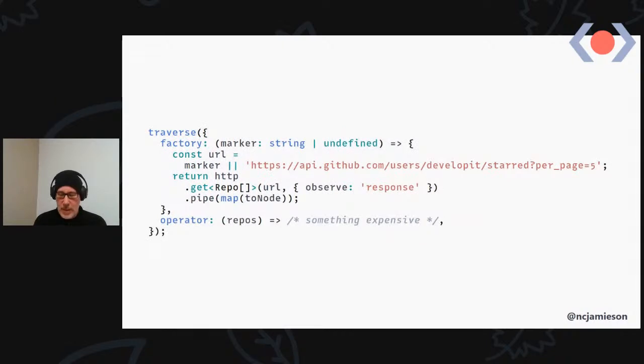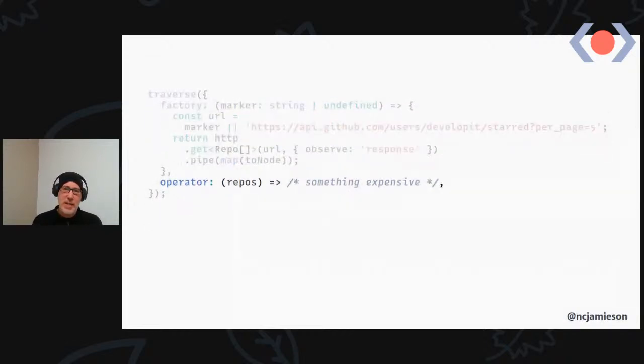And it worked that way by accepting an operator. The same way that we passed an operator to switchMap, Traverse is not only pluggable in that we can plug in a factory and we can plug in a notifier, we can also plug in an operator.